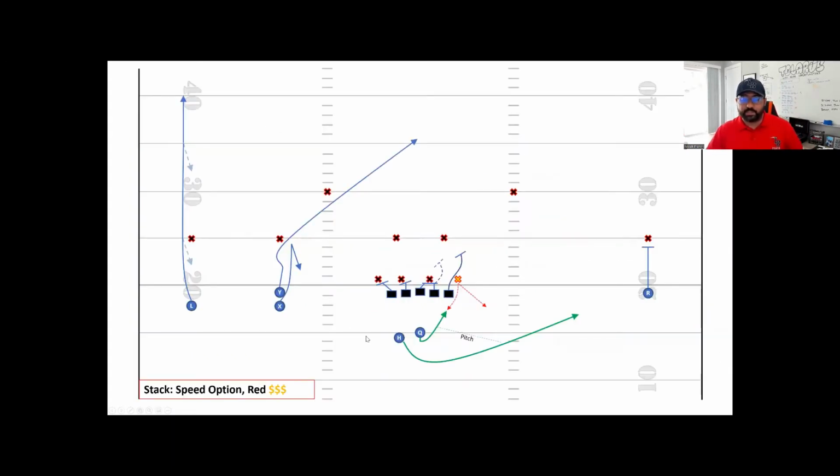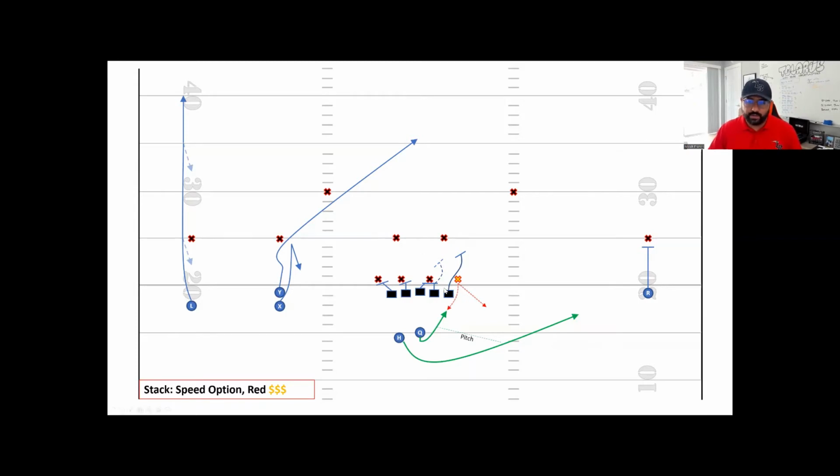So this is the same. This is stack speed option red. This is the red blocking scheme that we just looked at right here in the middle, and the backfield action going to the right. So again, this is, the linebackers, especially because we have so many wide receivers out to the edges. Linebackers will likely be backed up at least slightly.